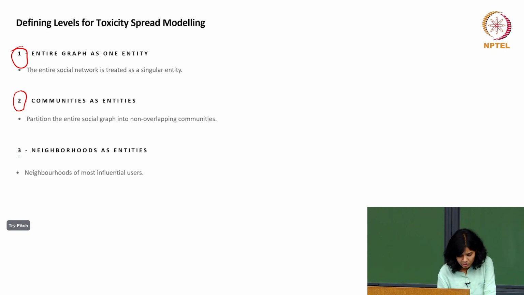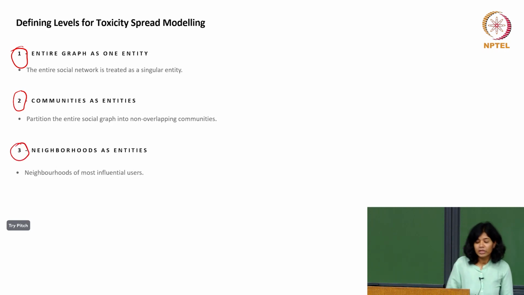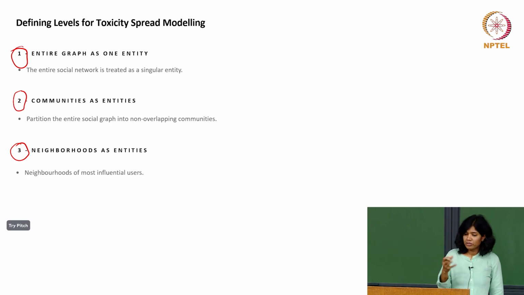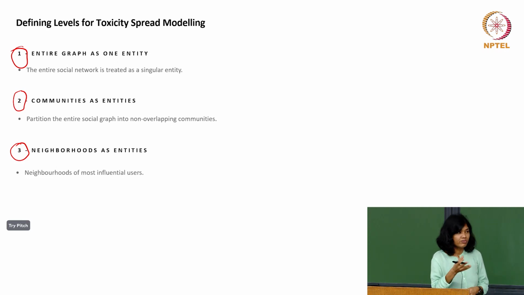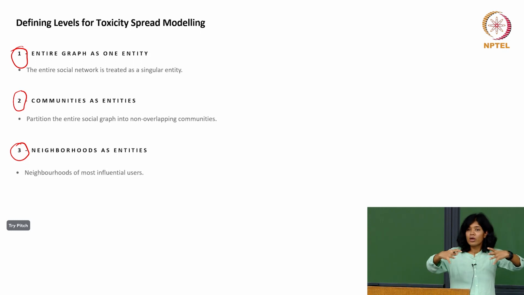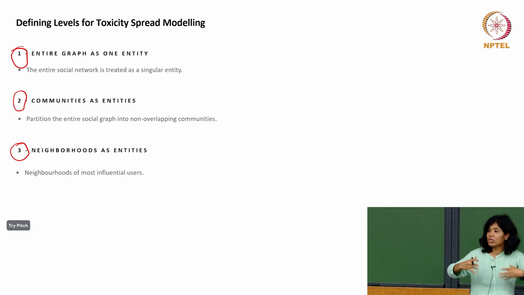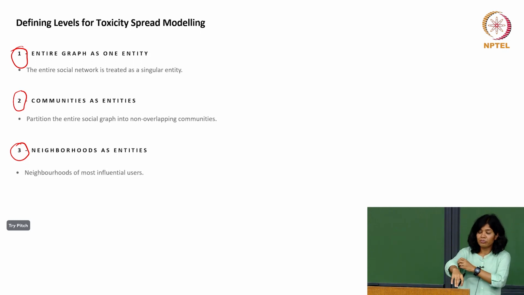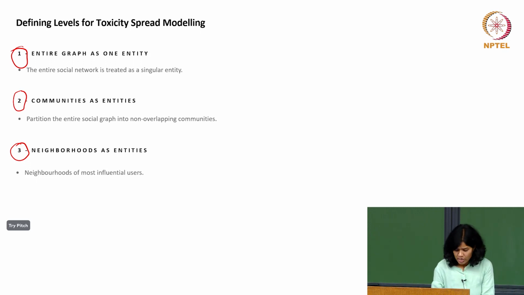Okay. Third, we pick a certain number of influential users, right? We find influential users based on centrality values, and we pick their neighborhood. So let's say I am influential, so all my neighbors become one neighborhood, and I want to see how the toxicity in this neighborhood is going up. Basically, I want to forecast at the neighborhood level. So these are the three different entities we have defined.